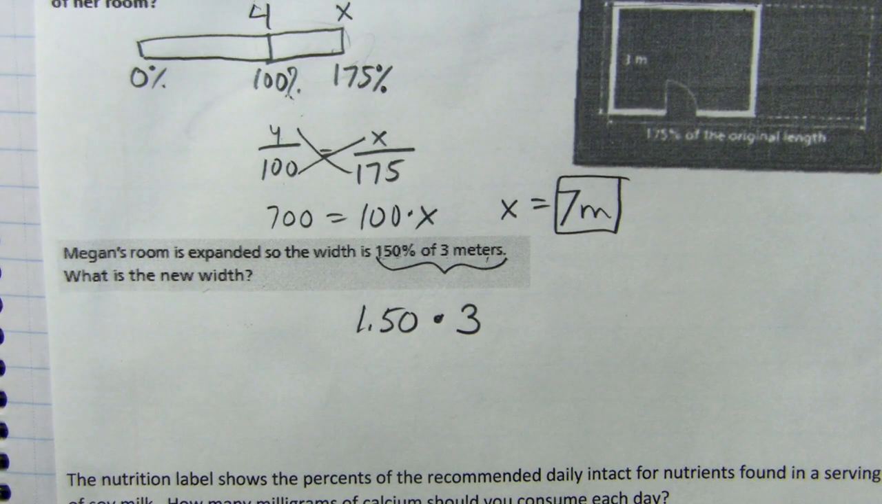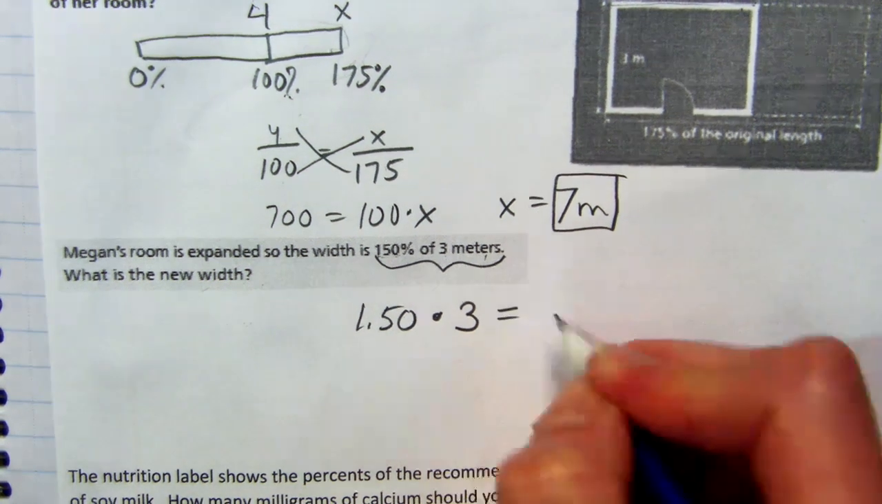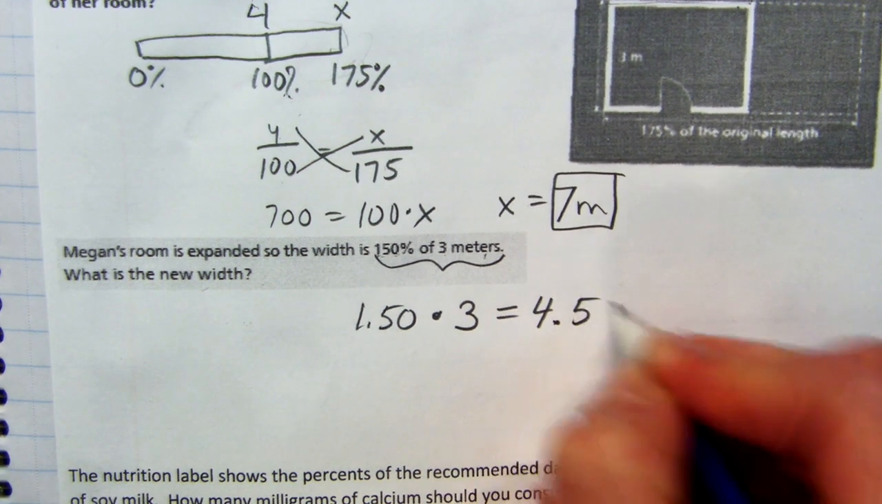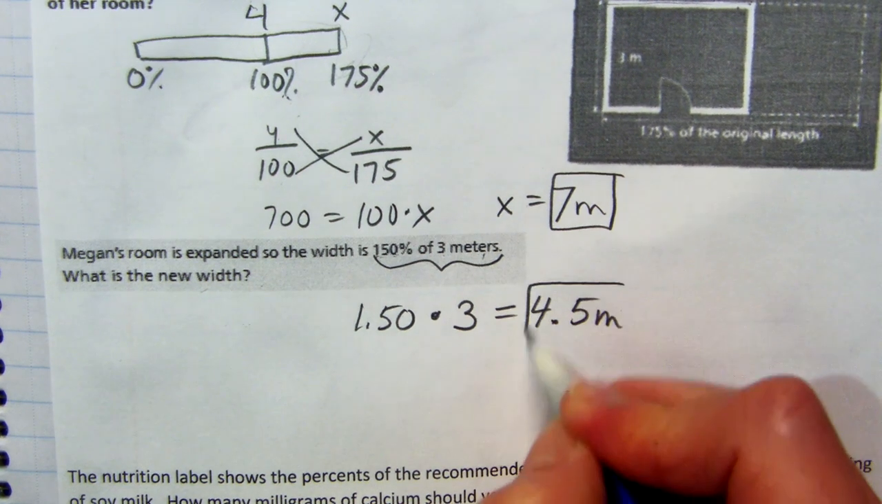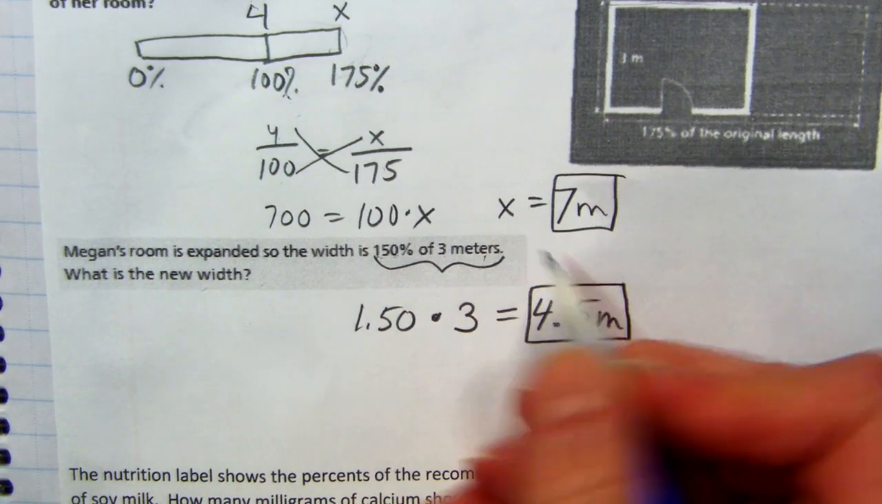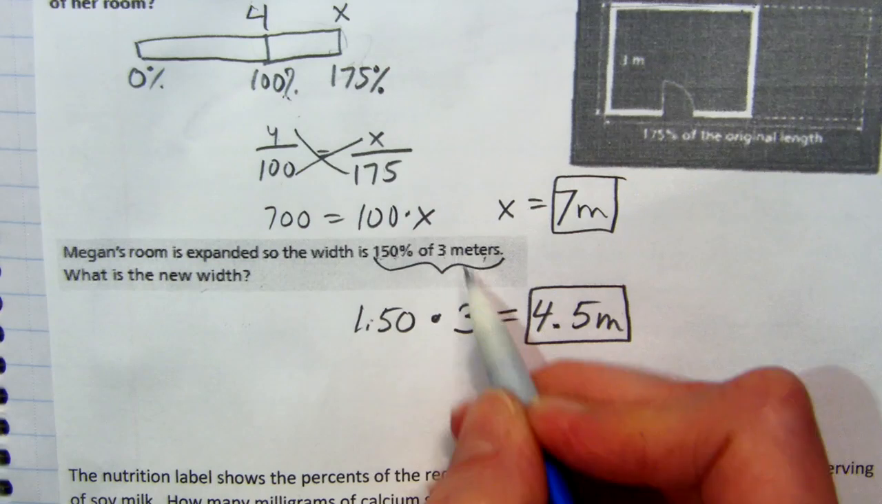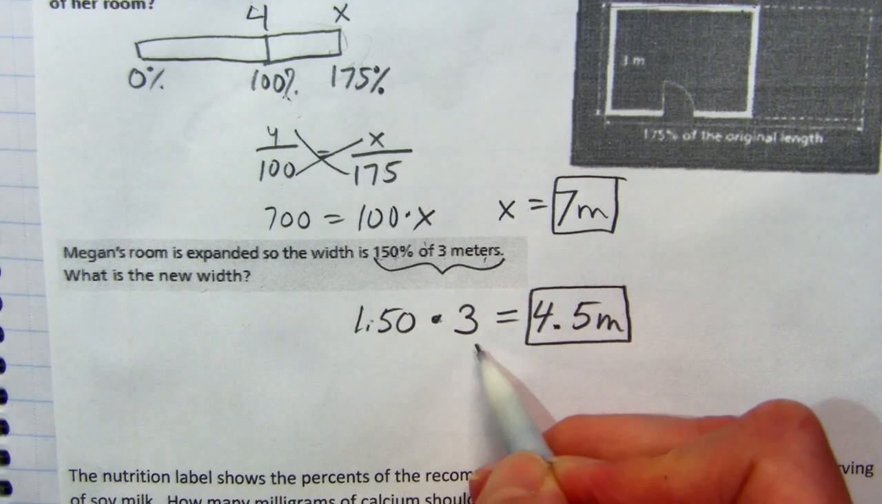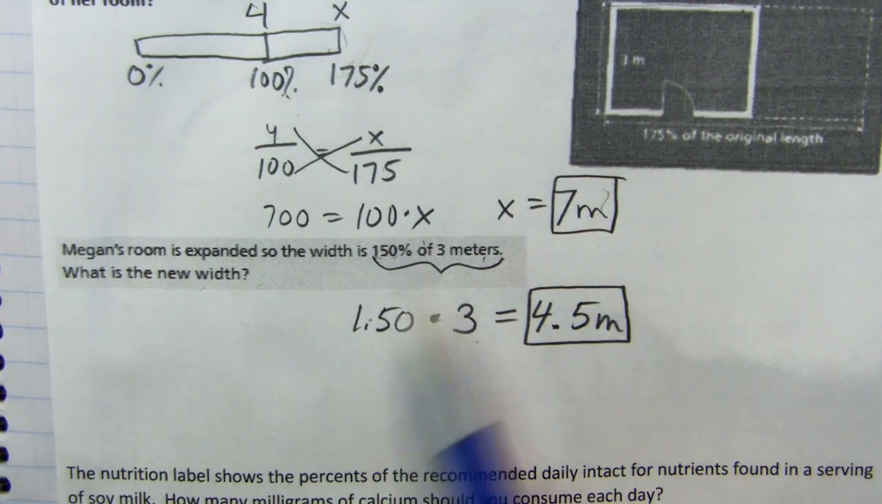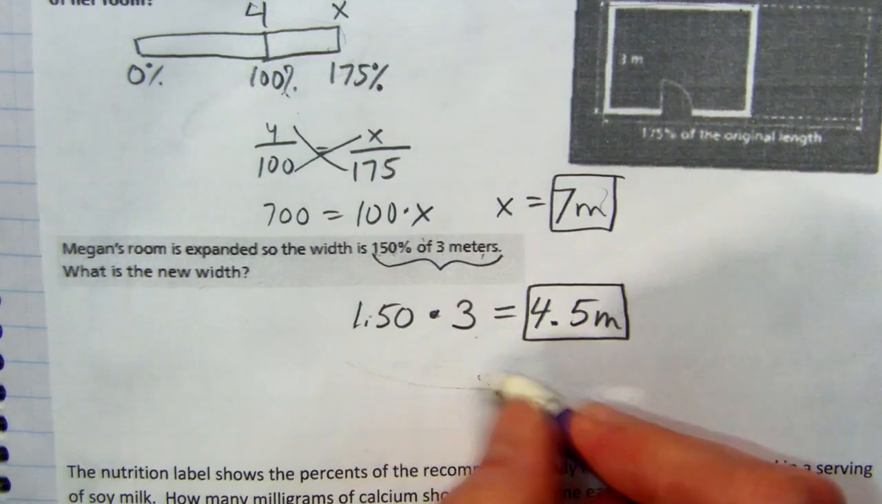So you're going to take 1.5 times 3. It comes out 4.5 meters. So when I do a percent of, we change the percent to a decimal. The "of" becomes times, and then you take the other number. So this goes back to kind of what we did at the beginning of the chapter.